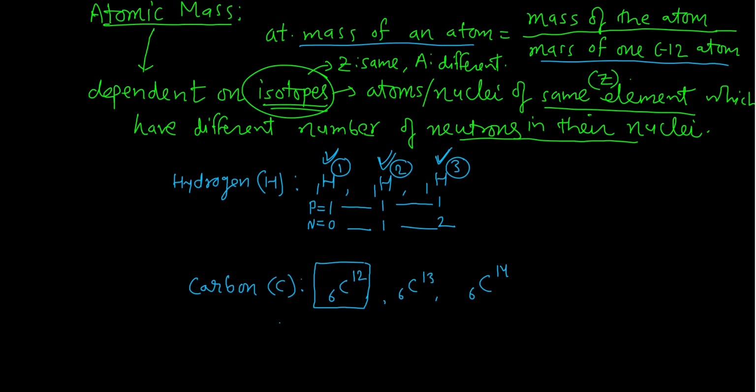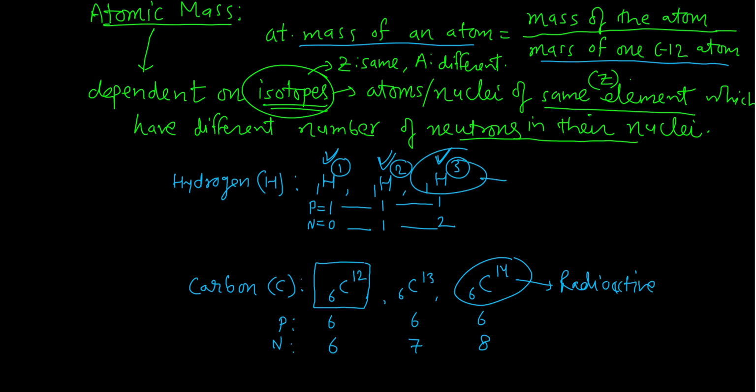If we talk about the number of protons and neutrons in these three isotopes, the number of protons is 6 in all of them, but the number of neutrons is different. In 6C12 it is 6 neutrons, here 7 neutrons, here 8 neutrons. And 6C14 is rare, present in a very small amount in nature, and this is also radioactive. And the 13 one was also radioactive. These are found in very rare amounts actually. So these are isotopes.